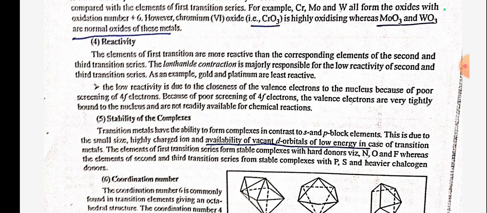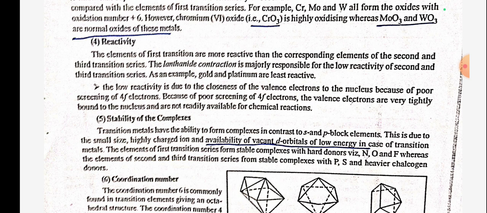Reactivity. The elements of the first transition series are more reactive than the corresponding elements of the second and third. The lanthanide contraction is majorly responsible for the low reactivity of the second and third transition series. As an example, gold and platinum are least reactive. The low reactivity is due to the closeness of valence electrons to the nucleus because of the poor screening of 4f electrons. Because of poor screening by 4f electrons, the valence electrons are tightly bound to the nucleus and are not readily available for chemical reaction.